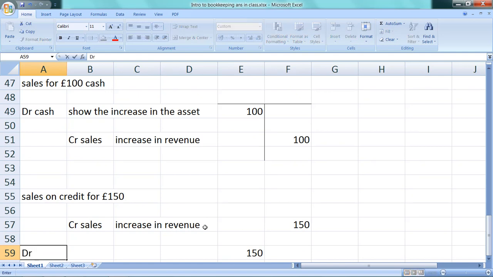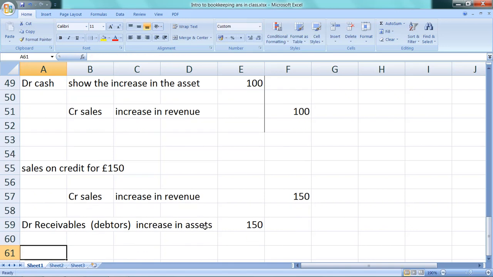The debit will have to be, is this good news as a transaction? Yes. So the debit, because it's a good news transaction, has to go through to some sort of asset. That debit will be through to receivables, also known as debtors. So that's people who owe me money. That's an increase in my assets. So that's a good news transaction as well. Does that make sense?